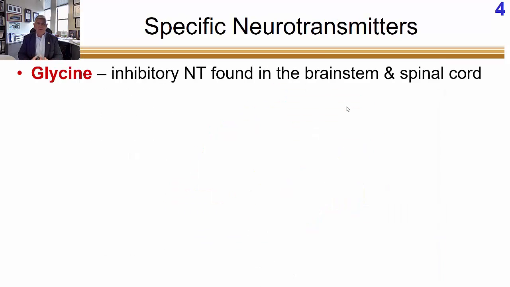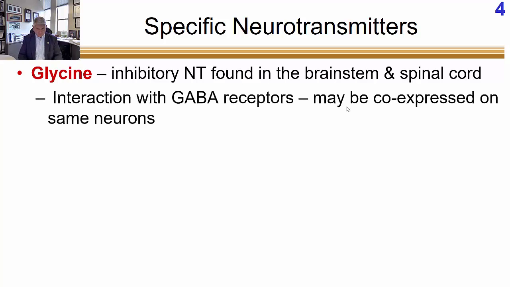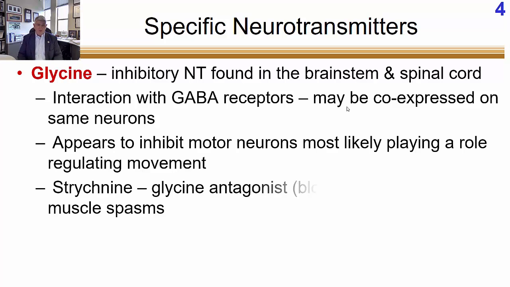Another more specific inhibitory neurotransmitter is glycine. And glycine is used to help control motor activity in the brainstem and in the spinal cord, sort of to regulate descending motor signals. It has an interaction with GABA receptors and may be co-expressed on the same neurons. So you could have neurons that are being inhibited by both glycine and by GABA in different capacities. All right.